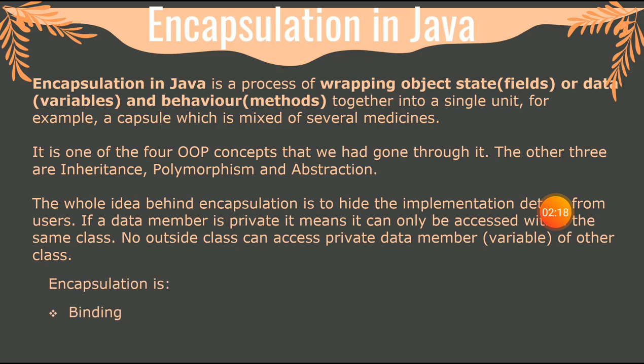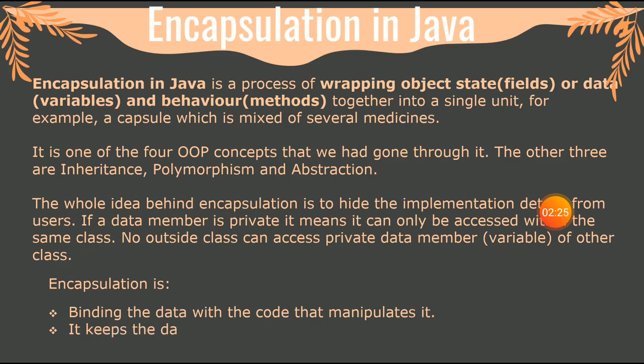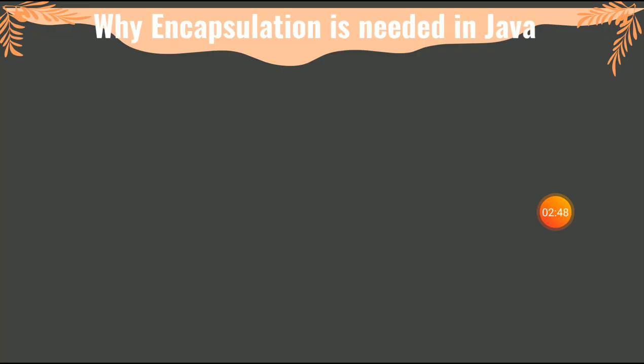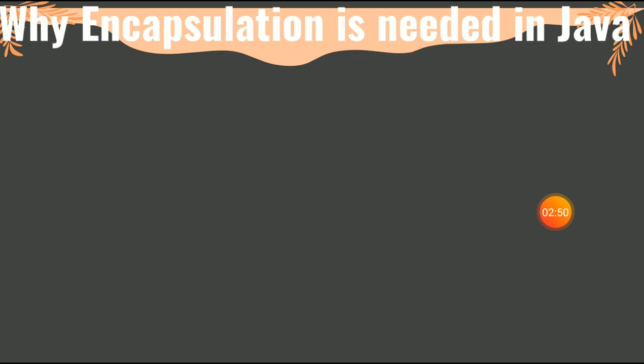Encapsulation is binding the data with code that manipulates it. It keeps the data and the code safe from external interference. So when we encapsulate, that means the data is safe. So if data is safe, then why is encapsulation needed in Java?